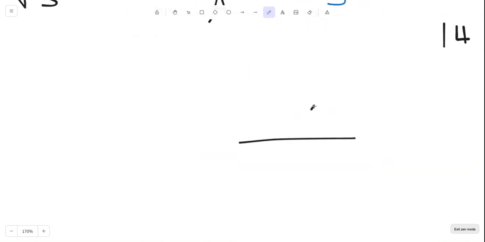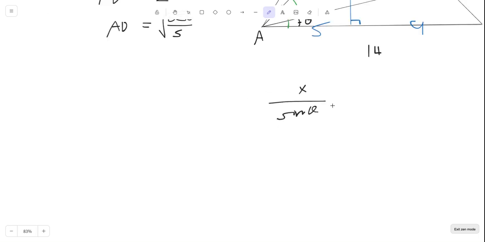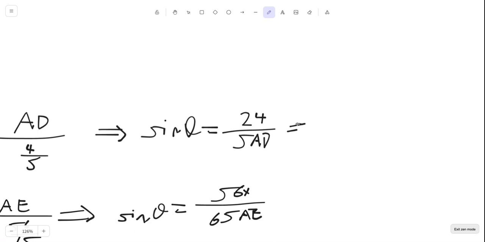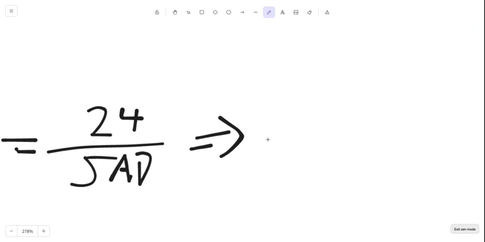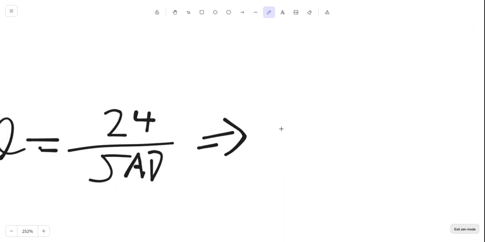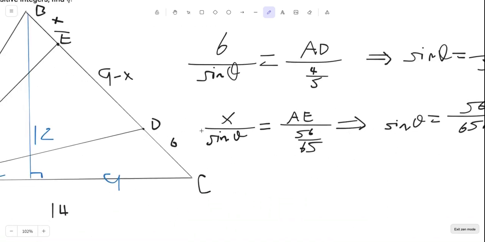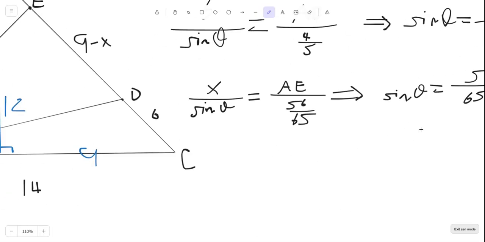Now, law of cosines on this uppermost triangle again. We have x over sine theta. And by the way, we can find sine of theta from here, because we have AD from law of cosines. We can find sine of theta to be 6 over root 205. That's what it simplifies to. This is really crucial information.